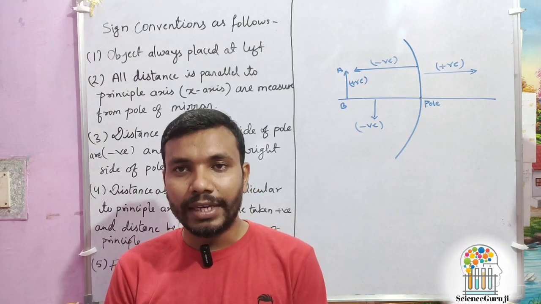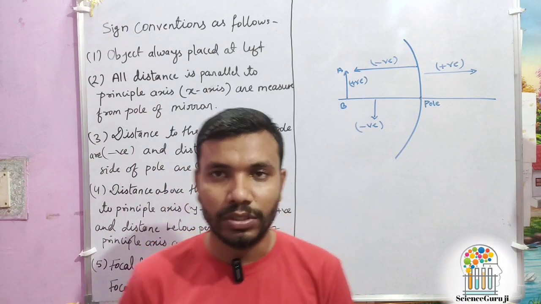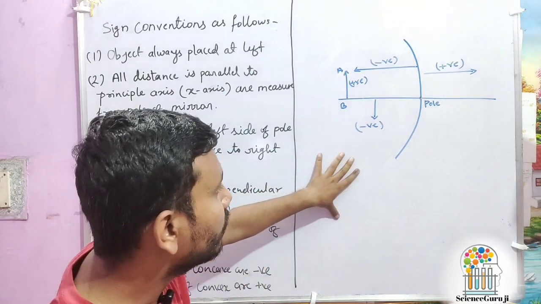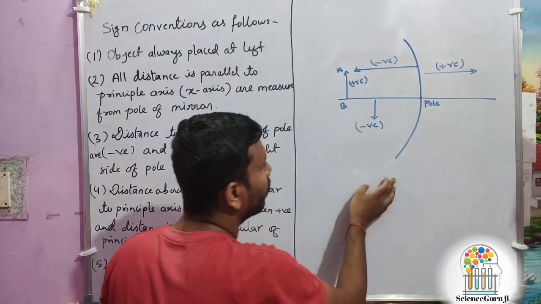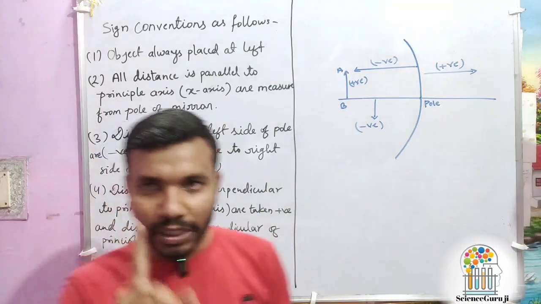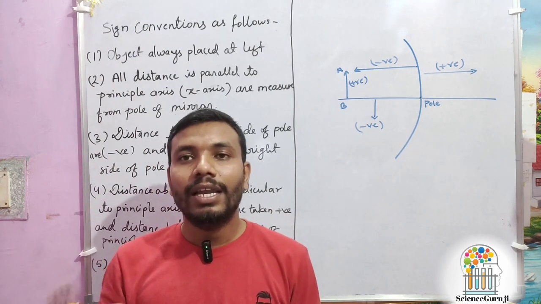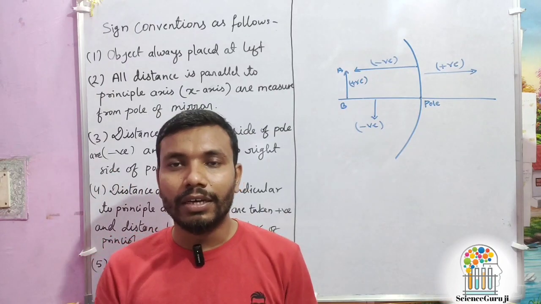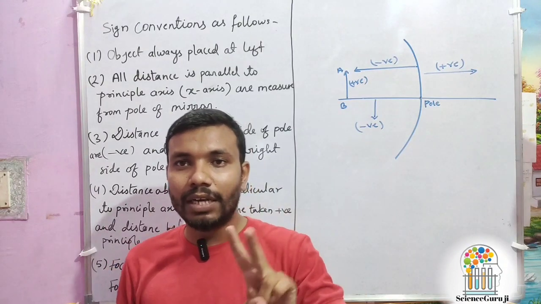For the spherical mirror, if we consider signs, then we have to follow certain rules. Okay, so what are the rules and what signs are used here? Let's understand with the help of this diagram. Here I draw a diagram of the spherical mirror. First thing to remember: the object is always placed on the left side, and distance is always measured from the pole. Two things must be remembered.